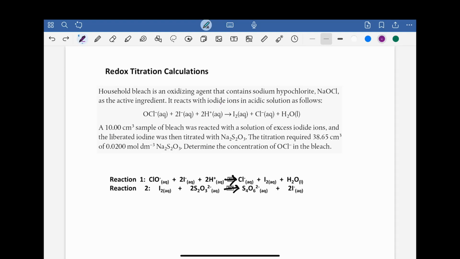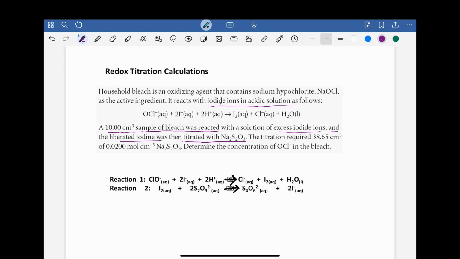Household bleach is an oxidizing agent that contains sodium hypochlorite, NaOCl, as the active ingredient. It reacts with the iodide ions in acidic solution as follows. A 10 cm³ sample of bleach was reacted with a solution of excess iodide ions, and the liberated iodine was then titrated with sodium thiosulfate.